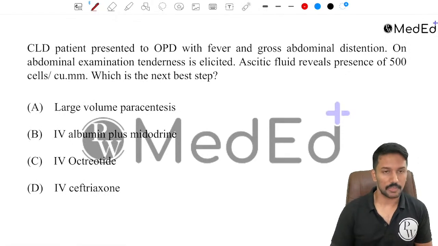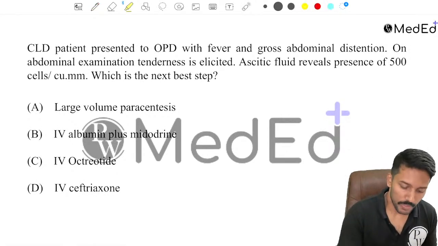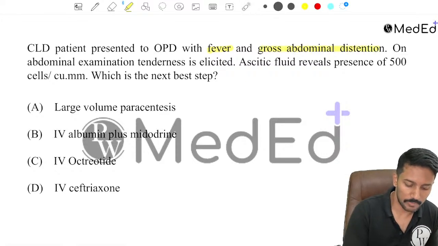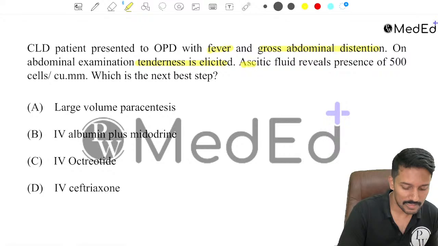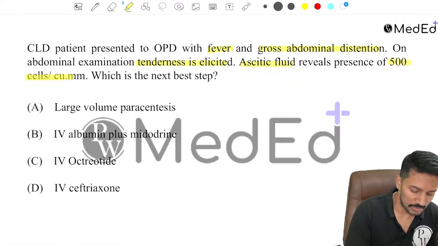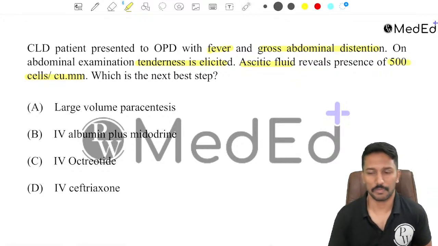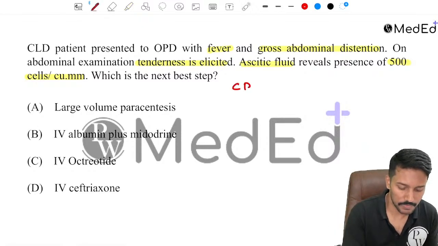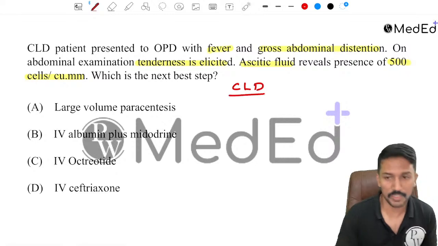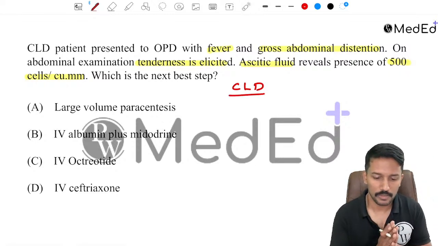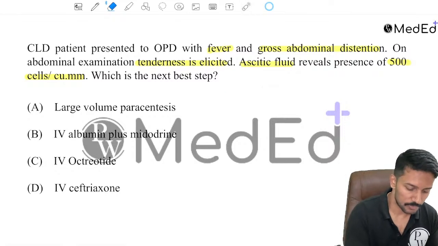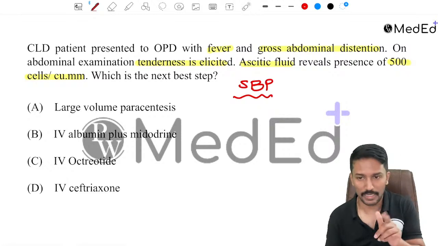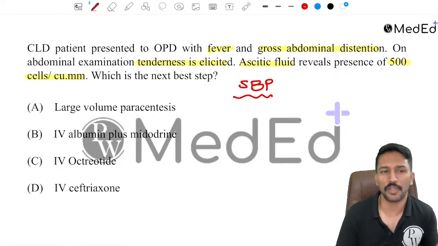Okay, next patient. A CLD patient presented to OPD with fever and gross abdominal distension. On abdominal examination, there is tenderness present. Ascitic fluid reveals presence of 500 cells per cubic millimeter. What is the next best step? What is the diagnosis here? It's a case of CLD presenting with fever and abdominal pain. What should come to your mind? You should start thinking about spontaneous bacterial peritonitis. Now the ascitic fluid report, is it conclusive of spontaneous bacterial peritonitis?